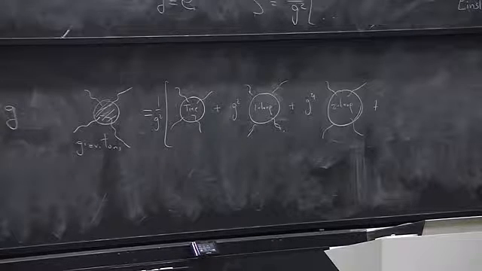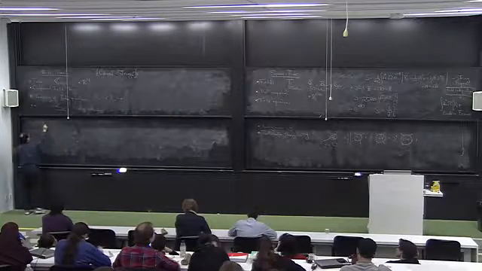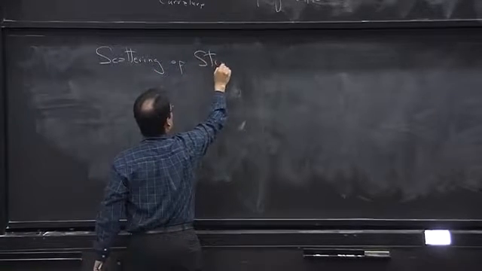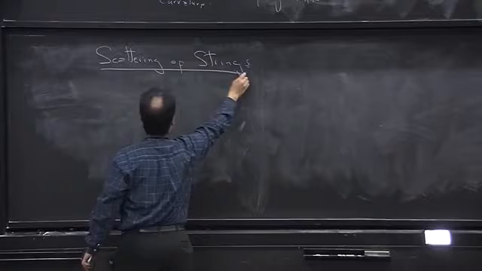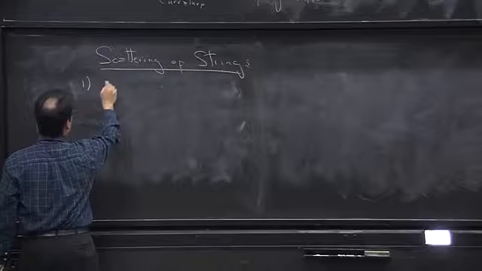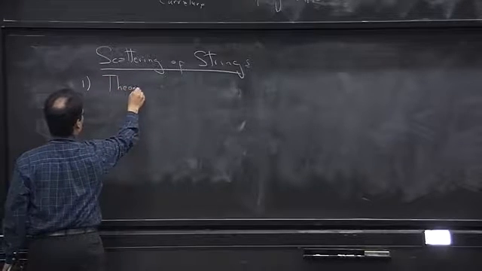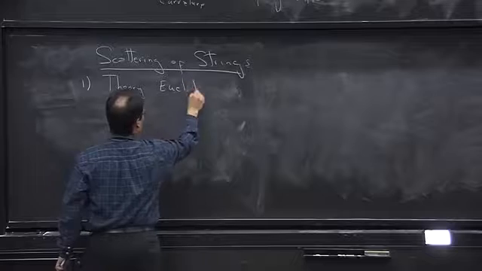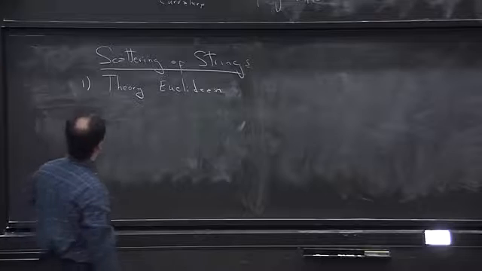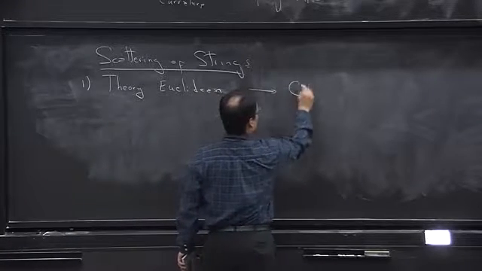So I didn't tell you, but the way you compute interactions from the world sheet is the following. The first step, so let's compute interaction or scattering of strings. So the first step is that you make the theory Euclidean so that you can use all the machinery of CFT.